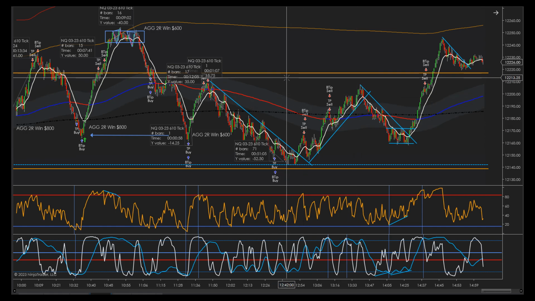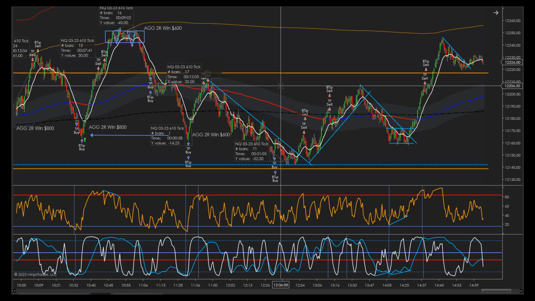So again, $4,500 trading one big Nasdaq contract on the day, and that is taking 2 aggressive trades. The rest of them are perfect parts of our portfolio.